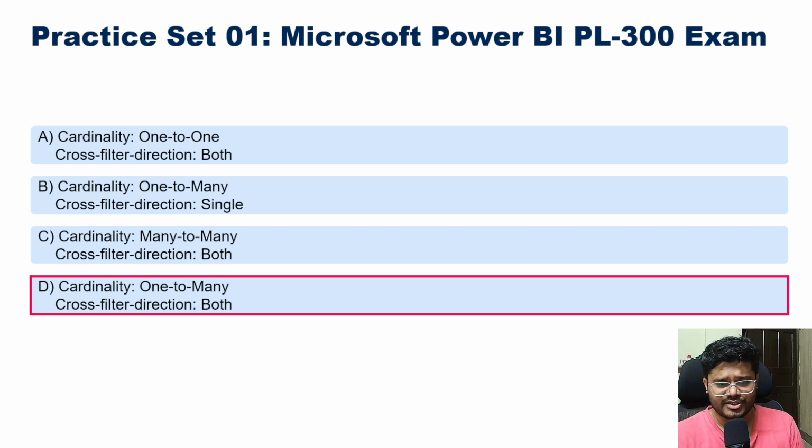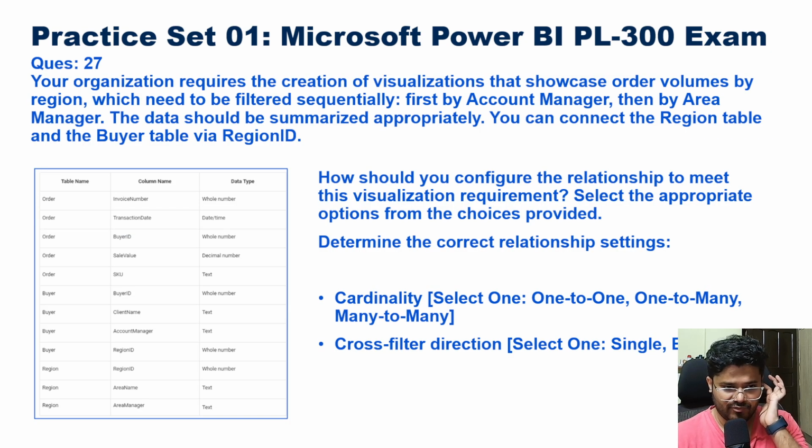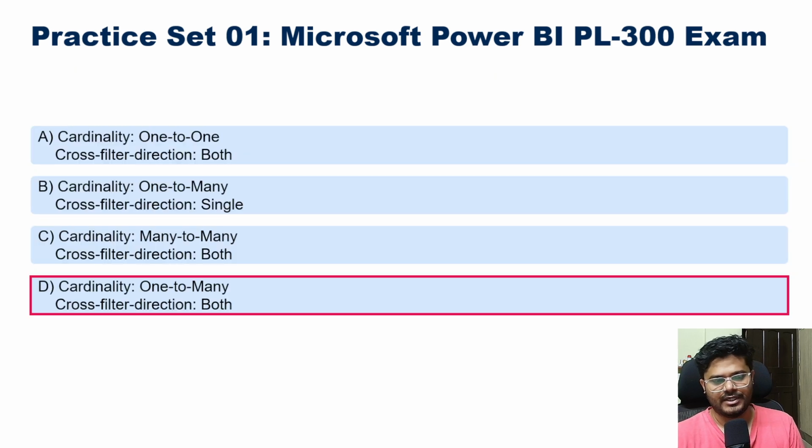So it's option D. Basically, by default, the cardinality you select is one to many, and cross filter direction is both, so that you can access the information between buyers and regions, and then you can use those columns correlatively, right? So hence option D is the correct one.